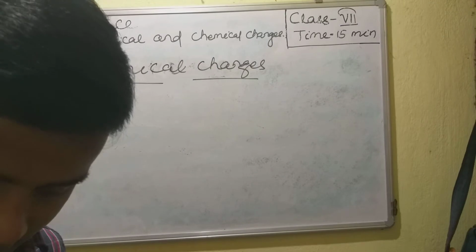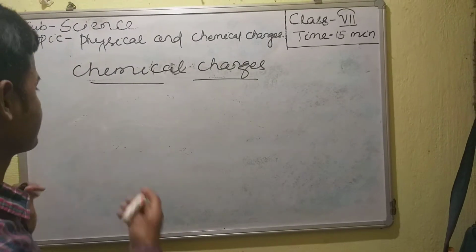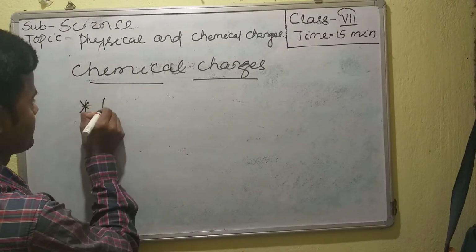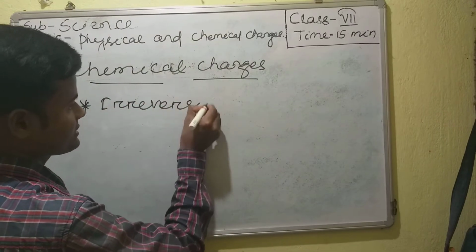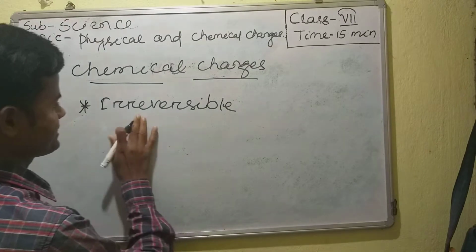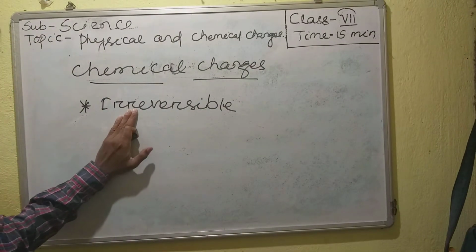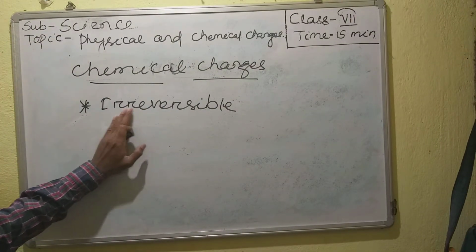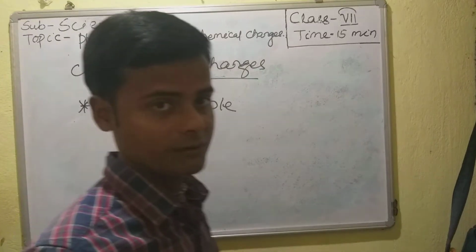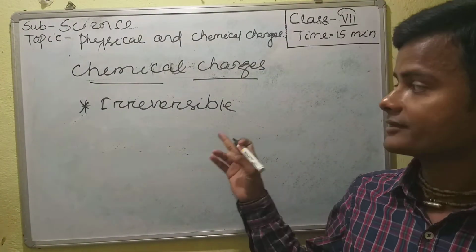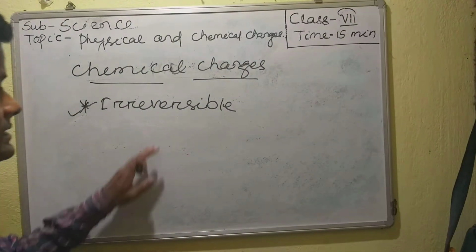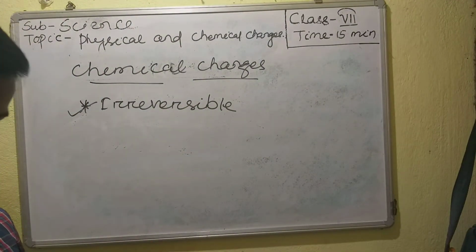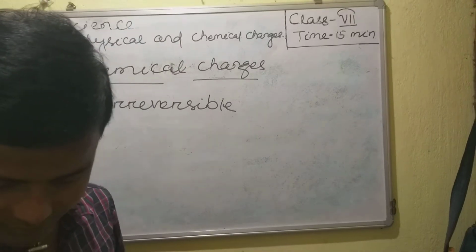So chemical change is irreversible. Irreversible, it is just the opposite of physical changes. As I said before, physical change is reversible, and chemical change is irreversible. Irreversible means we cannot get the original substance again, right? So chemical change is irreversible, right?